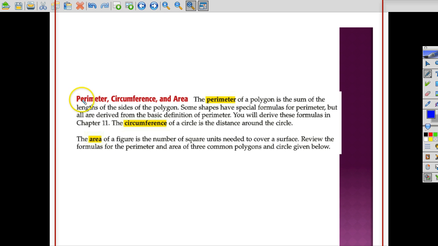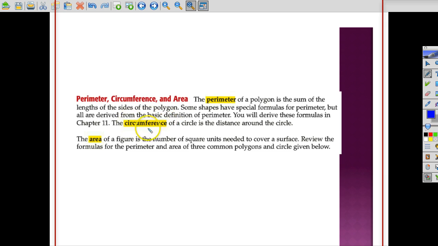Okay, welcome back. We're going to briefly cover perimeter, circumference, and area. These are terms you've all heard before. Perimeter is the length around, so we add all the lengths around. The perimeter of a polygon is the sum of the lengths of the sides of the polygon. Some shapes have special formulas for perimeter, but all are derived from the basic definition of perimeter. You will derive these formulas in chapter 11.